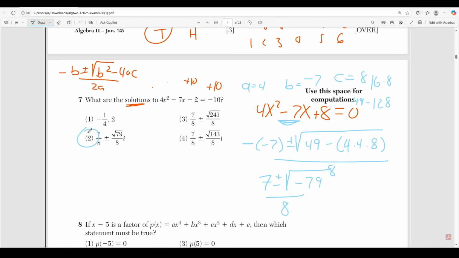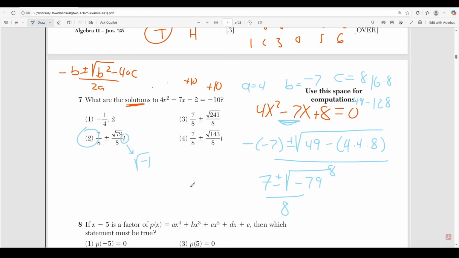Now, we can go ahead and choose choice 2, but you may be asking me, well, how come they have positive 79 in the square root symbol, and I only have negative 79 there? And what is this i? Well, this talks about an issue that you can't find the square root of a negative number. So to get around that issue, what we do is we place this imaginary number i. i is equal to the square root of negative 1, okay?